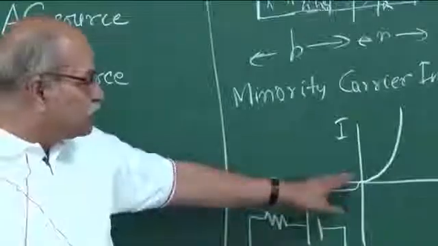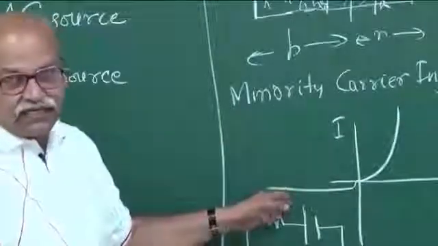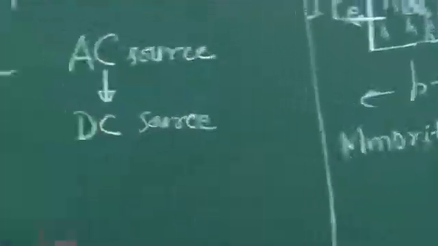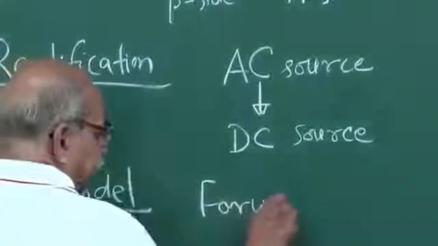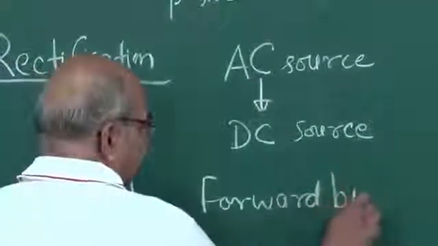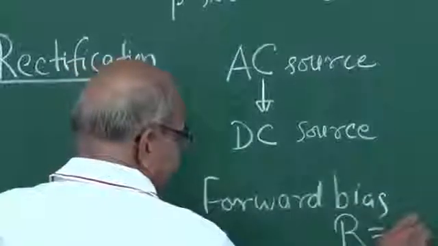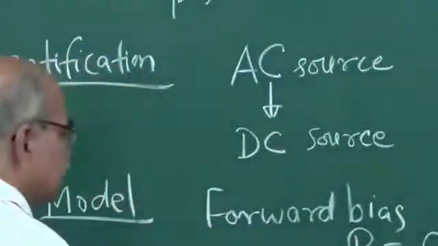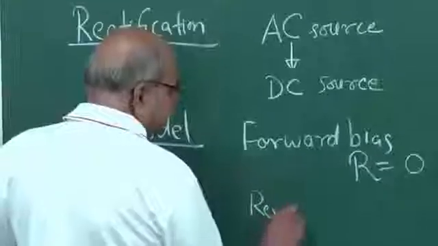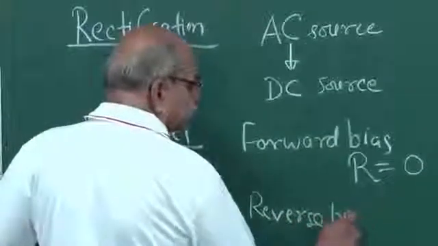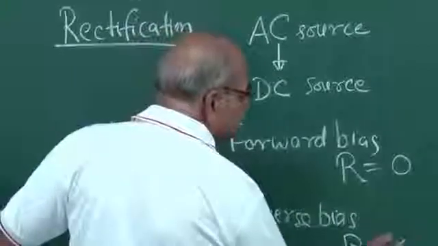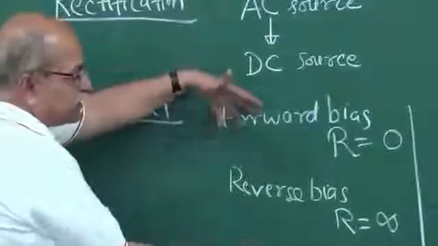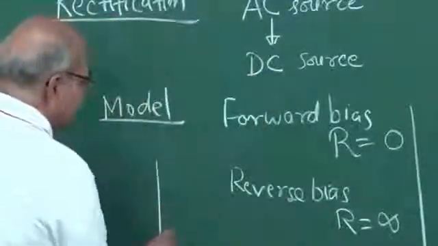Whereas in reverse, you apply so much voltage and you don't get significant current, so the resistance is very high. I'll approximate this as follows: in forward bias we will assume that the resistance offered by the diode is negligible, whereas in reverse bias the resistance offered is very high. So if I draw the IV characteristics corresponding to this situation, it will be something like this.